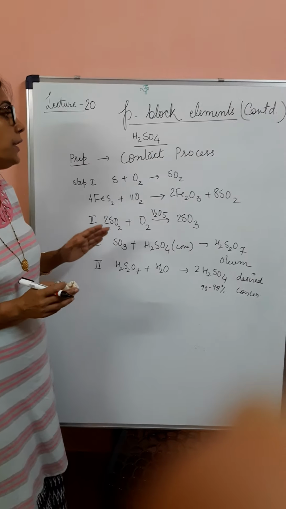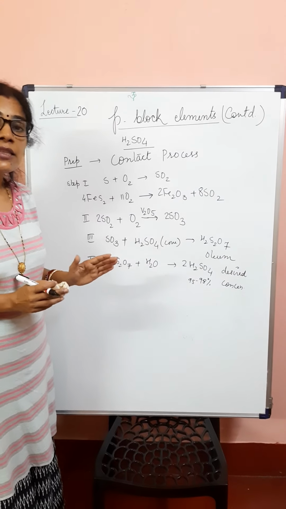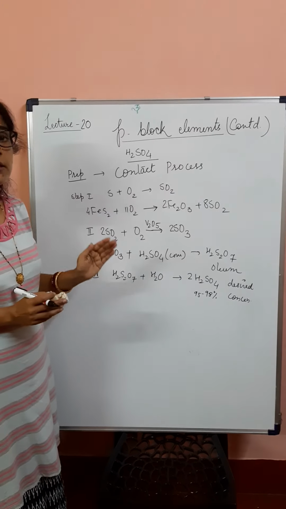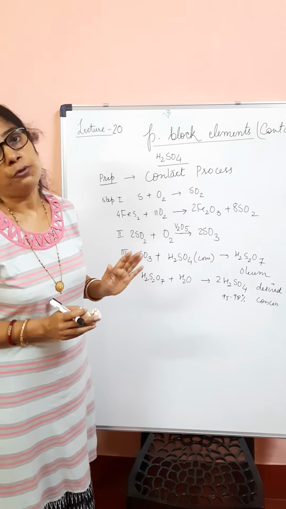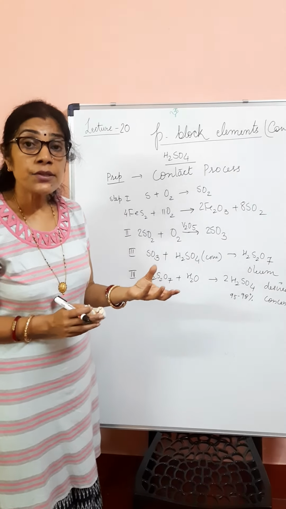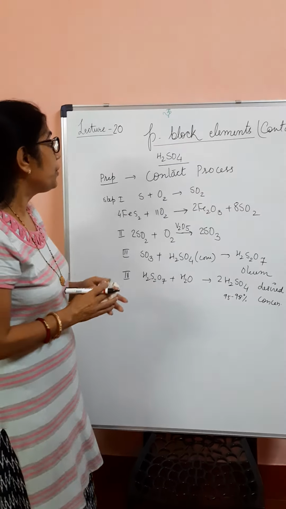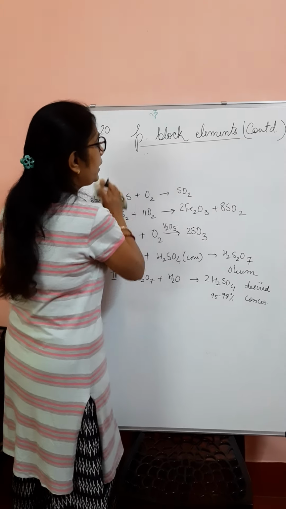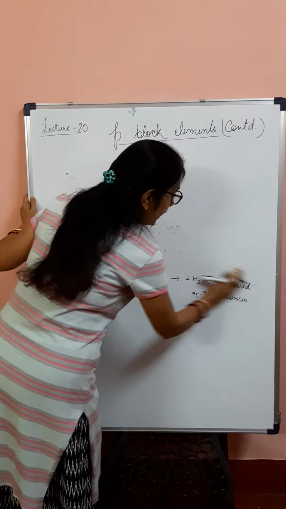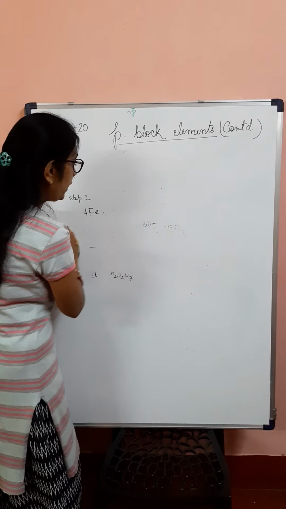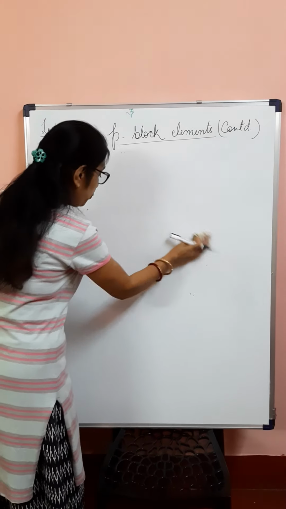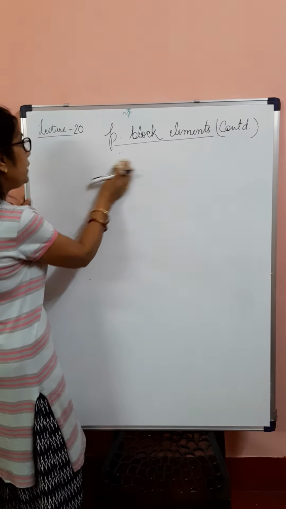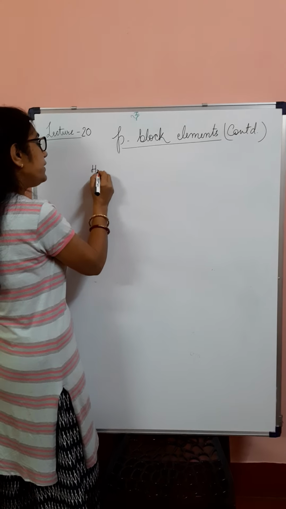So far as its physical properties are concerned, it's a dense, oily, viscous liquid. Why is it so dense? Why is it viscous? Because of intermolecular hydrogen bonding. It is highly soluble in water, and its basicity is 2. And let's see how it ionizes.